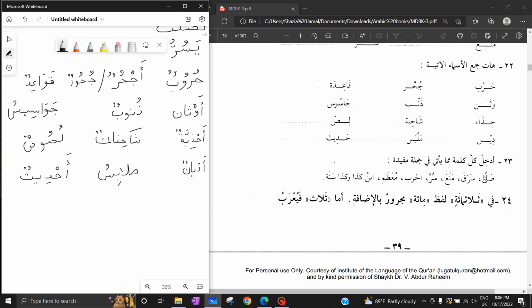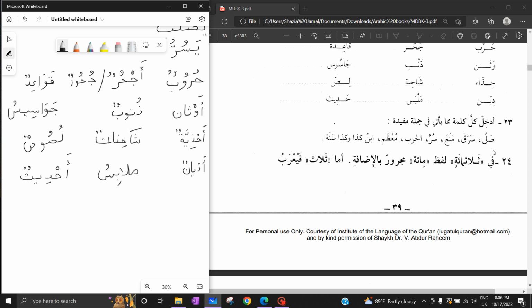Now question number 23 is adkhil kulla kalimat mimma yati fi jumla mufida. It means you have to make sentences using the words given here. Salla, saraqa, mana'a, surra, alharb, mu'azam. Mu'azam means most of. Surra is to make happy. Saraqa, steal. Salla, to pray. Mana'a, to prohibit. Mu'azam, most of it. Harb, war. Ibnu kaza wa kaza, sana.